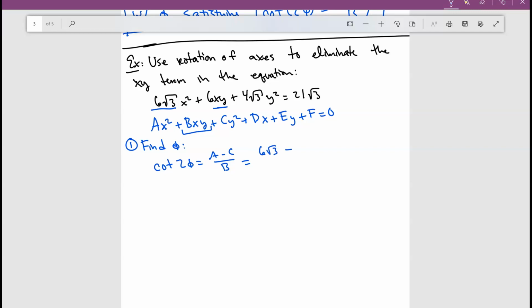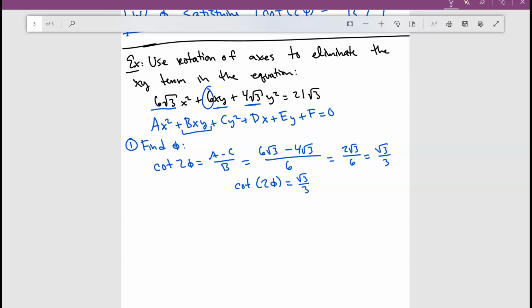Minus c. C is the y squared term, which is right here, a 4 square root of 3, divided by b. And in this case, b is the xy term, which is 6. So on the top part I'm just going to have 2 square root of 3 divided by 6. And then I can further reduce this to square root of 3 over 3. So I know that cotangent of 2 phi is equal to square root of 3 over 3.